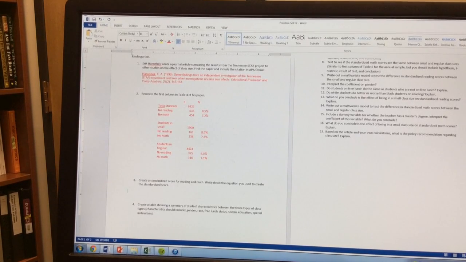Okay, question 3. Create a standardized score for reading and math. Now this is something you should have done in business stats or in any statistics class, and that is create a standardized score. Oftentimes we think of these as z-scores, meaning we take a variable that has a mean and a standard deviation, and we standardize it so the mean is 0 and the variation is 1.